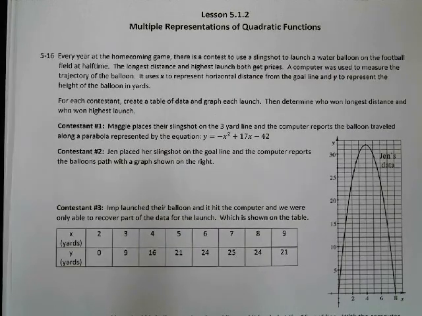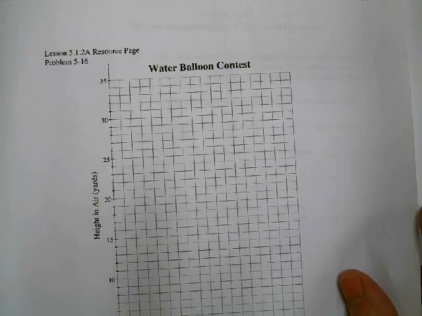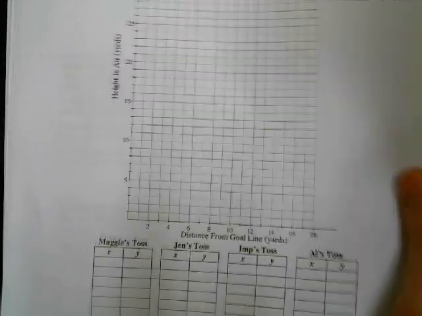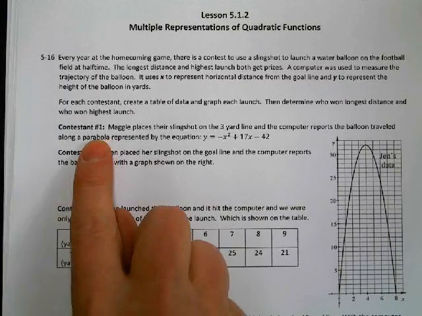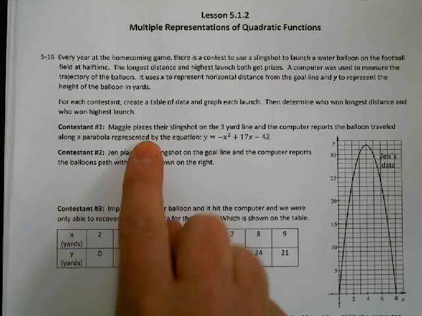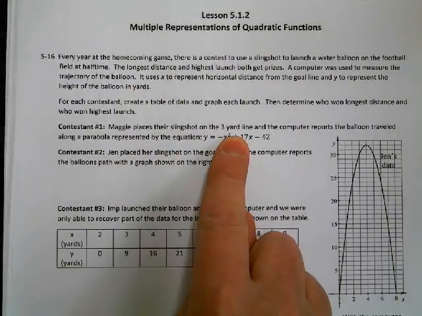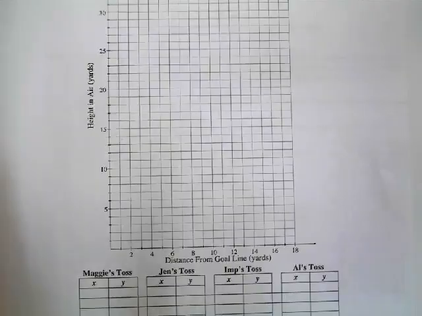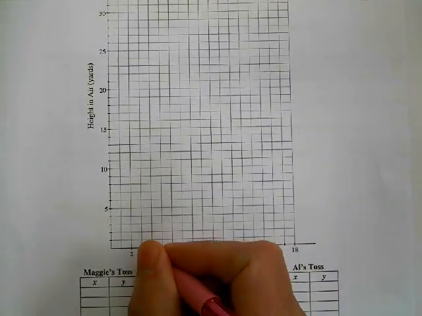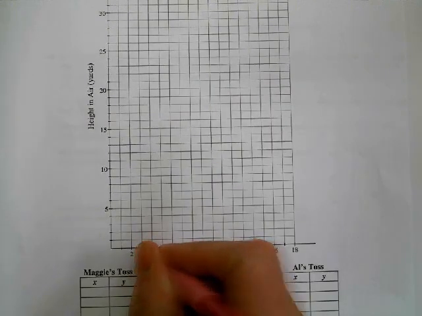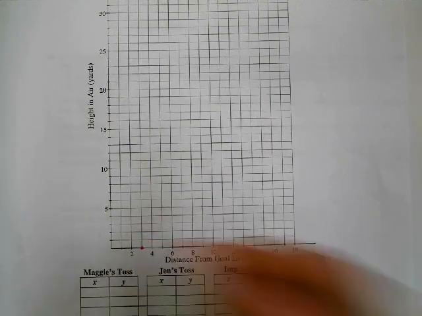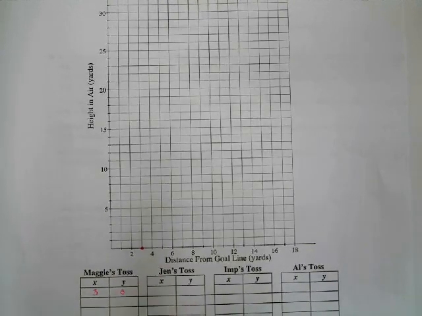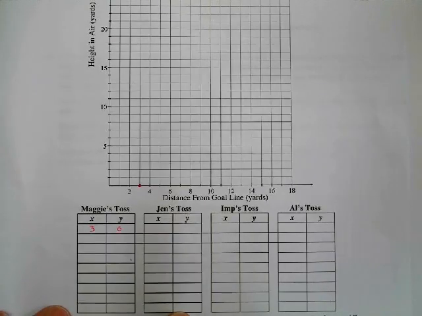For each contestant, create a table of data and graph each launch. So we're going to do that on the resource page that we've got right here. So we've got our water balloon contest, and we're going to graph each of them in a different color. Looks like we've got 4 people to deal with here. All right, so contestant number 1, Maggie places her slingshot on the 3-yard line. So she's going to start on the 3-yard line. We're going to make her pink today. So here's Maggie. She places her balloon right here on the 3-yard line. So that's where she's going to start. So Maggie looks like she starts at 3, 0 for that one.